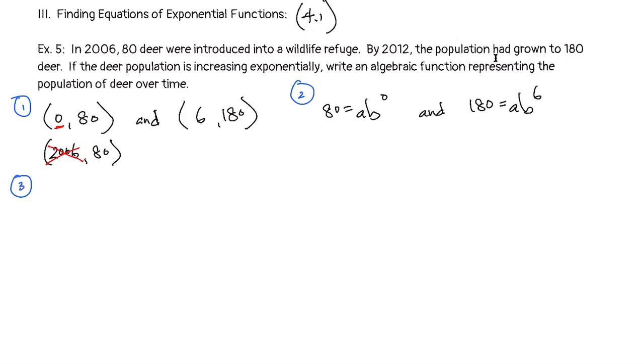Can you explain your thinking a little bit for us here? How did you know that 80 is the a value? Because that's how many deer there are initially, right?